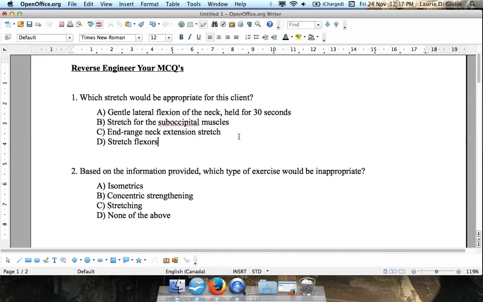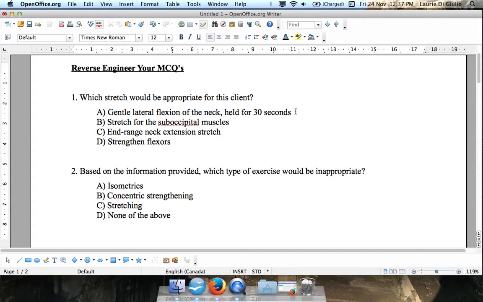Okay, so instead of looking at the case study like we did before, and we underlined all the pertinent information and then looked at the questions, let's do it in reverse. So if you were given this question, which stretch would be appropriate for this client? Sorry, this is wrong. This was the option that I wanted. Okay. Which stretch would be appropriate for this client? So you have gentle lateral flexion, stretch for the suboccipitals, end range extension, and strengthening flexors.